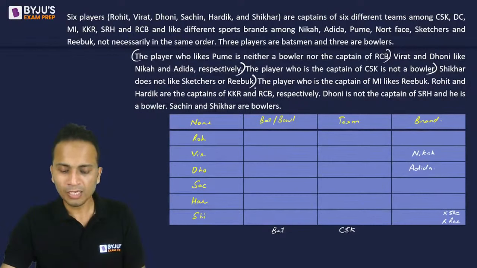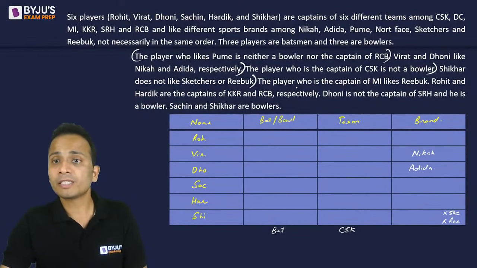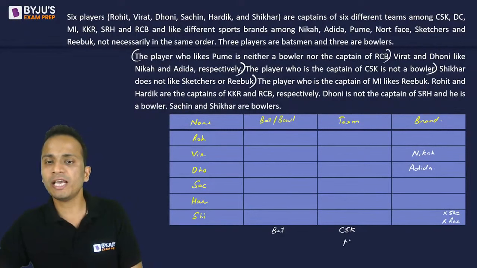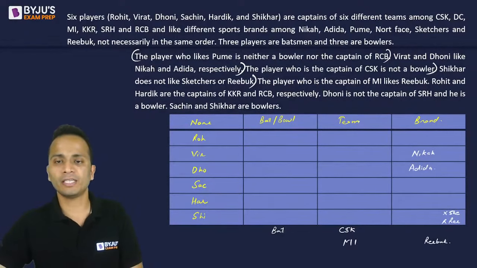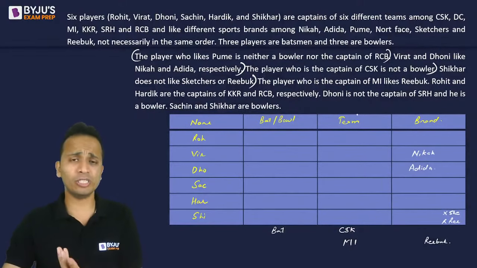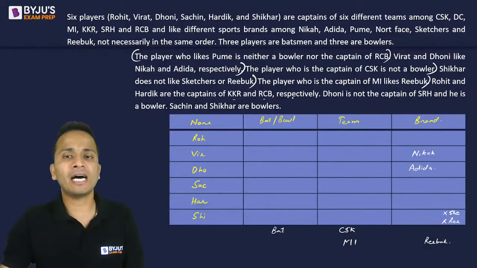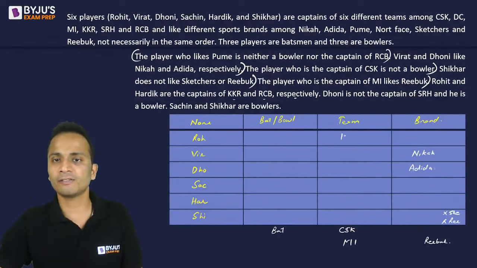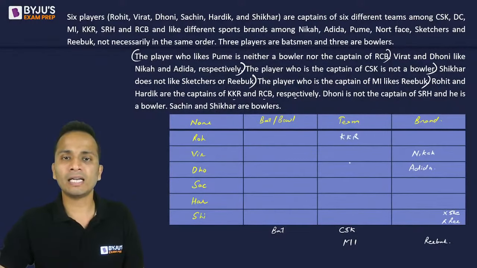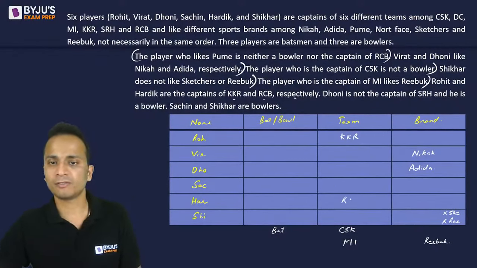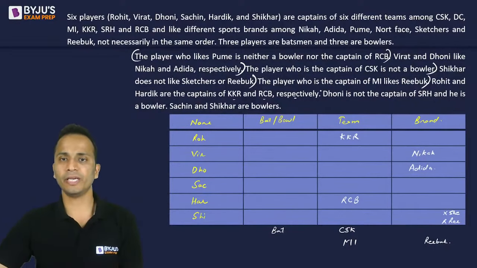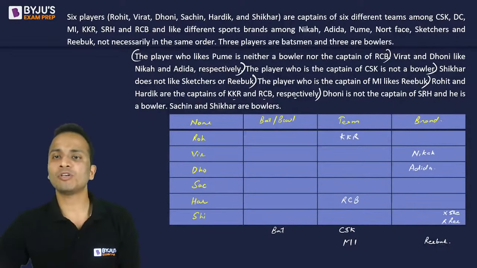Okay. Now moving ahead, the player who is the captain of MI likes Reebok. So, team जिसकी MI है, उसको Reebok अच्छा लगता है. All right. I'll fill it later. I don't know right now who is this person. Rohit and Hardik are captains of KKR and RCB respectively. So, Rohit is for KKR and Hardik is for RCB. Done.